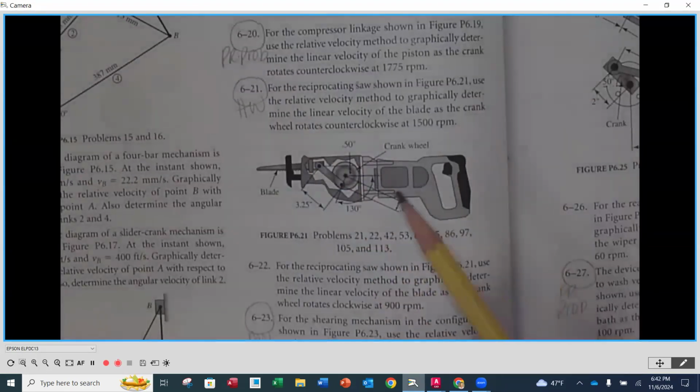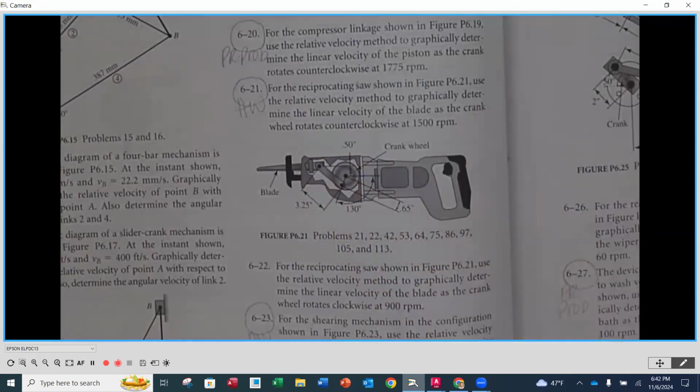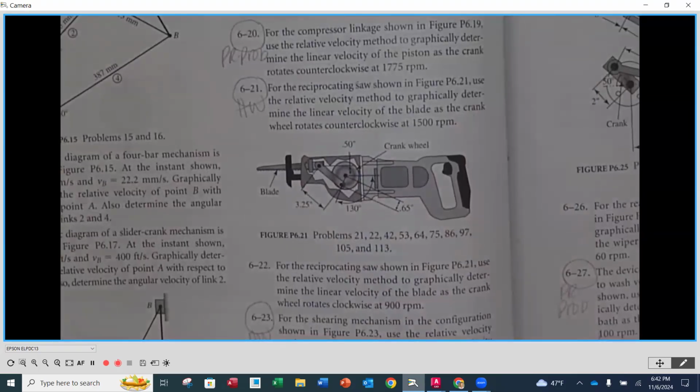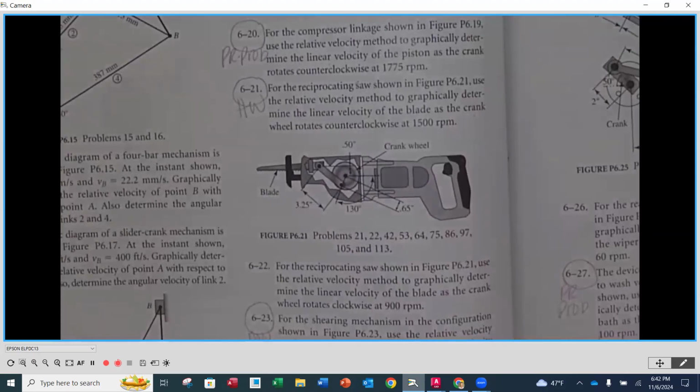So you know everything about the crank, and you want to find what is the velocity at this moment in time, magnitude and direction, for that blade. That's a slider. So that's going to be your first problem. Use 620 from our handout as your guide there.